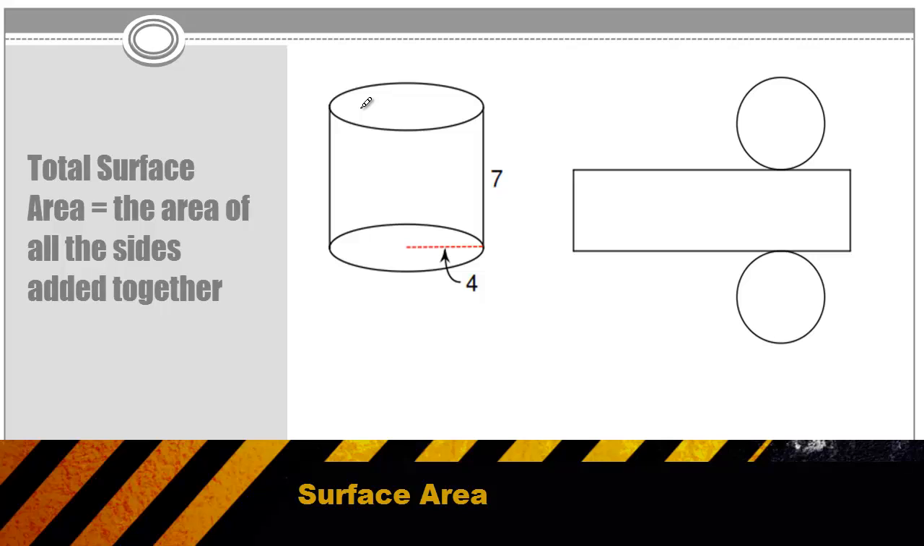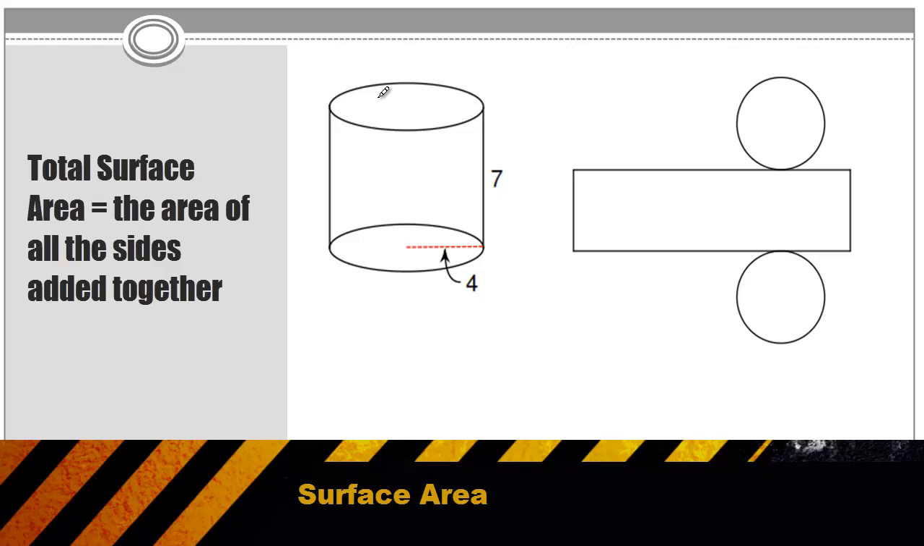A question may ask you to find the total surface area of a three-dimensional object, and that's the area of all of its individual sides added up. To find the total surface area, you usually have to break a three-dimensional object into its separate parts.